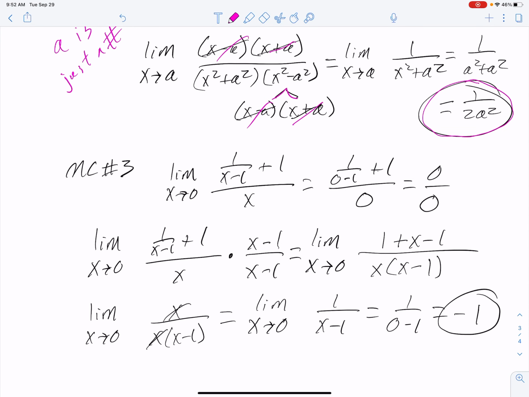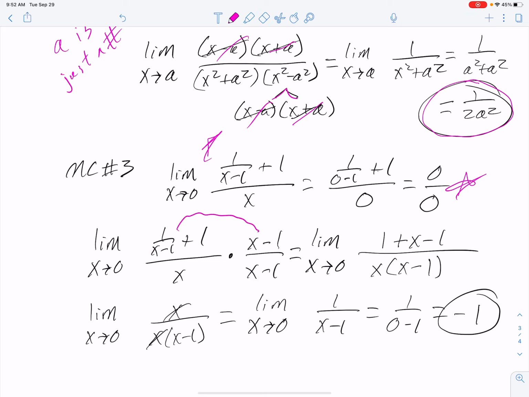Multiple choice number 3, set up a little uniquely with the fraction within a fraction, just means I'm going to have to clear fractions. Substitute in and get 0 over 0. So to get rid of this fraction within the fraction, I'm going to multiply by the denominator I see here of x minus 1. What that's going to do is cancel out the fraction within the fraction.